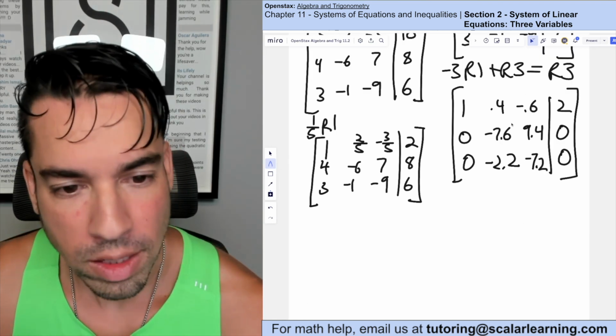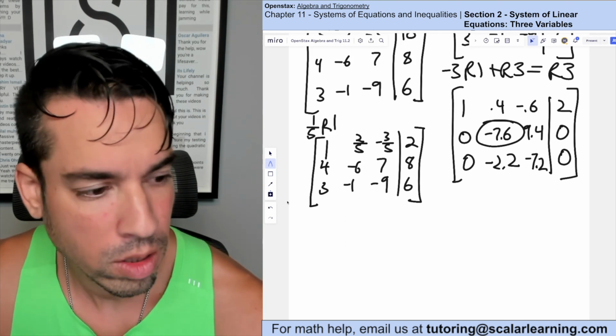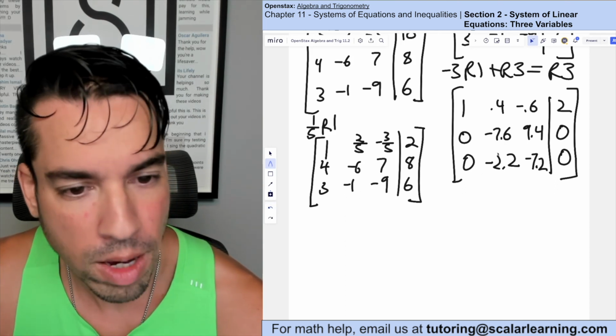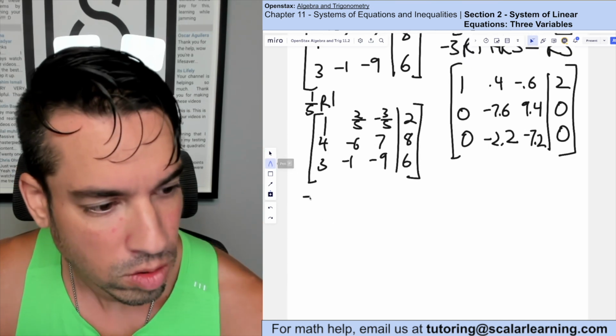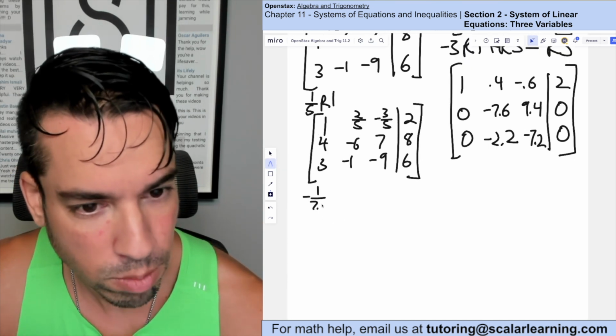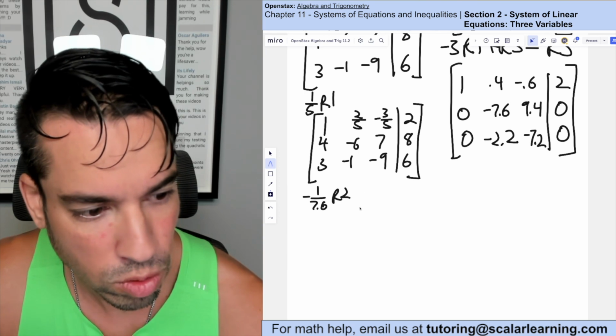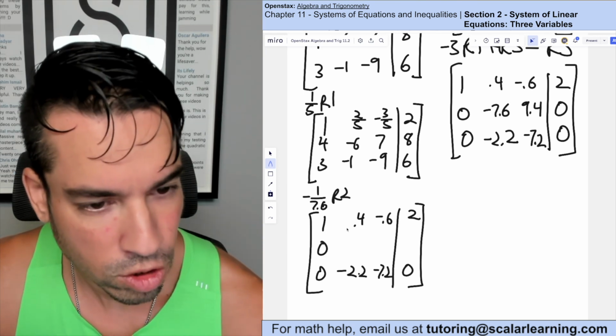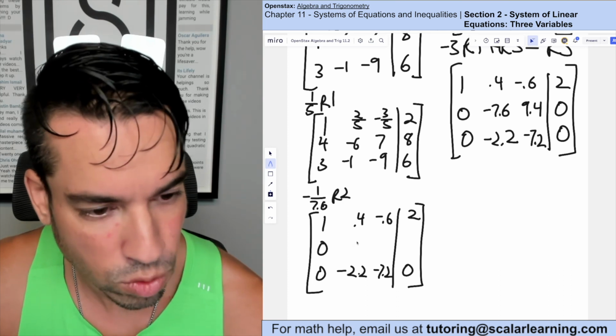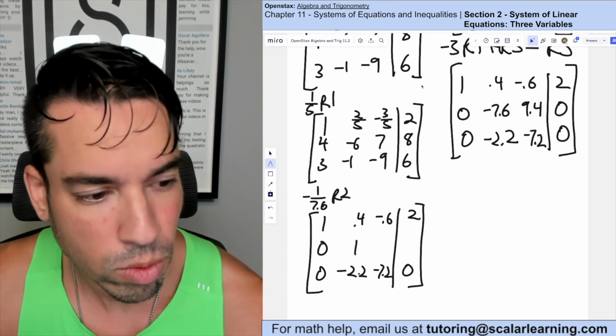What I'm going to do next is flip this one to 1, and I'm going to do that by multiplying by basically 1 over -7.6. So -1 over 7.6 times row 2. Let's write that out, and we'll use the calculator a little bit if we need to. So that times 0 is 0. That times -7.6 is 1. This times 9.4, let's do it in Desmos.